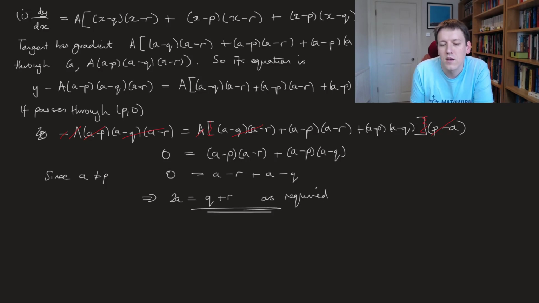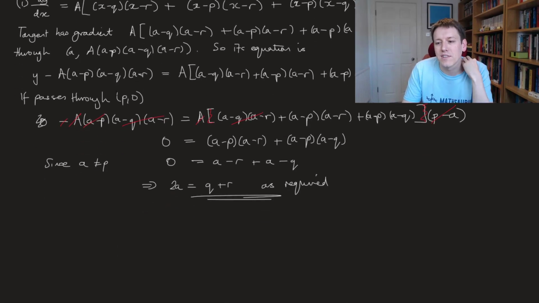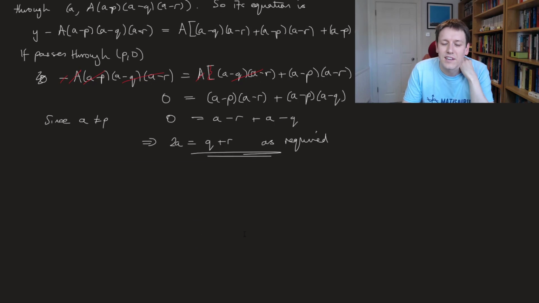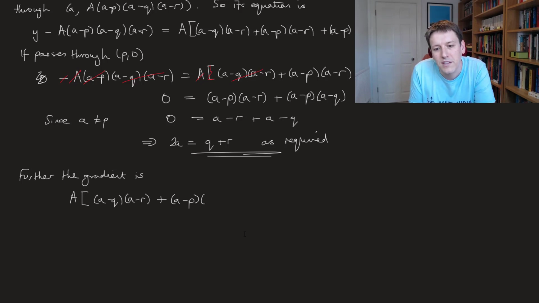as required, okay? Right, now the question also says, find an expression for the gradient of this tangent in terms of a, q, and r. You've got to be really careful in these STEP questions that you answer every part that you're asked to very clearly, okay? Right, so let's say that then. Further, the gradient, we already had an expression that we wrote down for the gradient, so it's a times a minus q, a minus r, plus a minus p, a minus r, plus a minus p, a minus q.